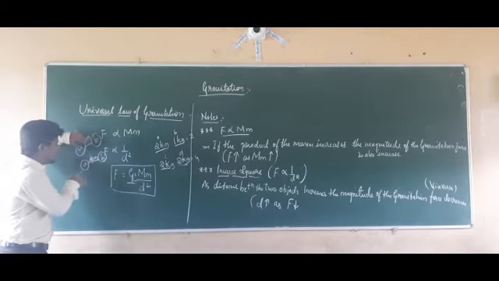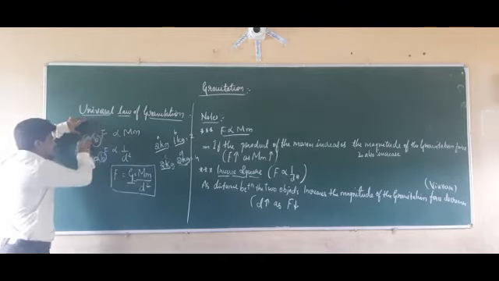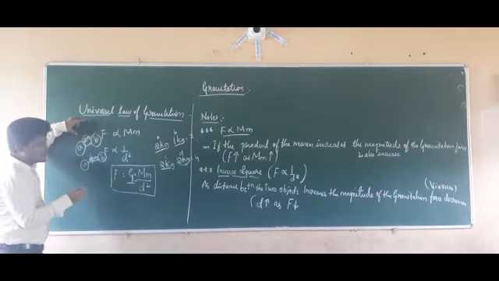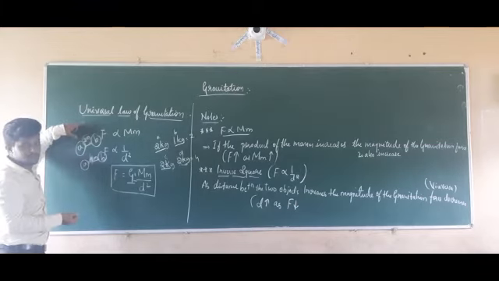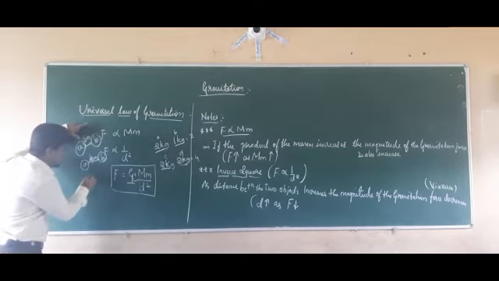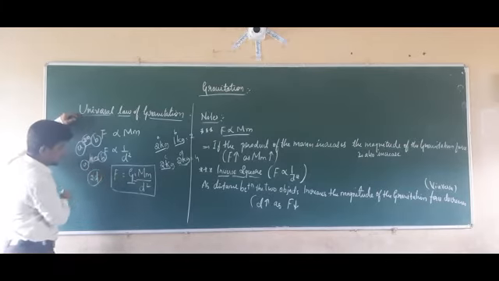Now what is happening here? The distance between A and B becomes 4 meters. So the distance is becoming double. The distance between A and B objects becomes double. So initially it is d only. Now what happens here? It becomes 2d.